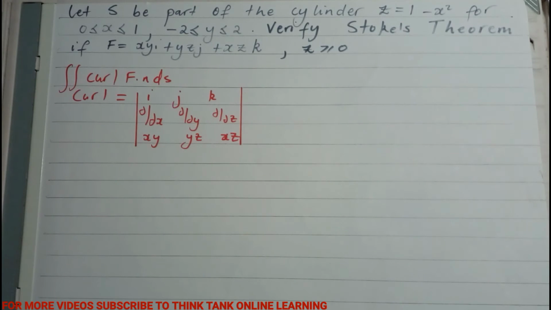In this video I want to talk about Stokes' Theorem. Okay, so we're given a question. Let S be part of the cylinder z equals 1 minus x squared, and we're given the limits of x and the limits of y, and we want to verify Stokes' Theorem. We have a vector function F equals xy i plus yz j plus xz k.